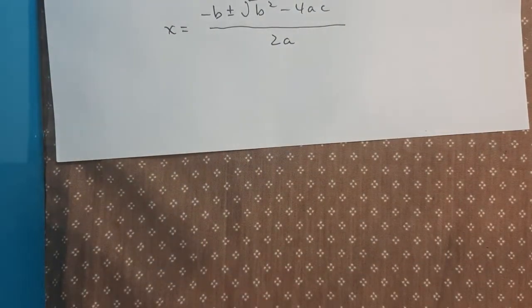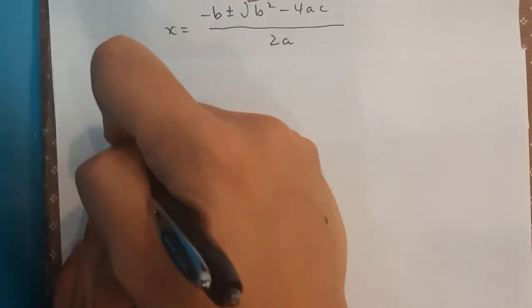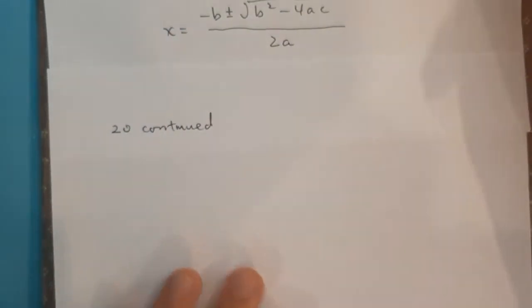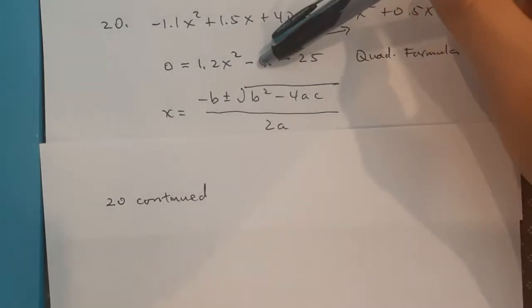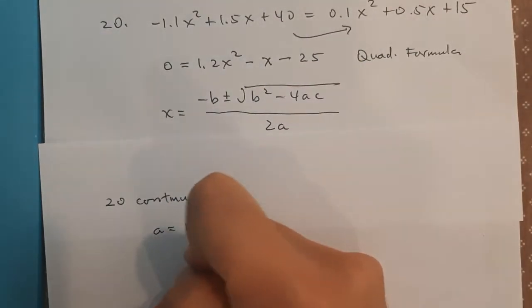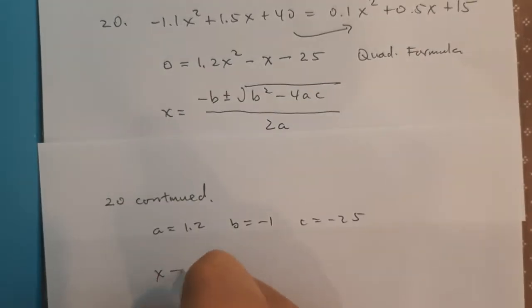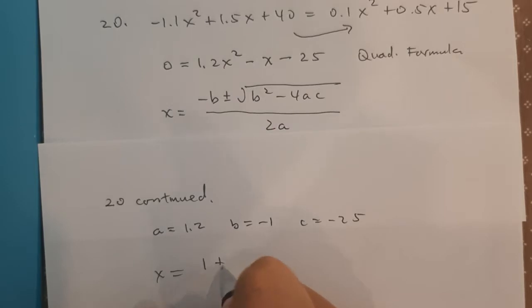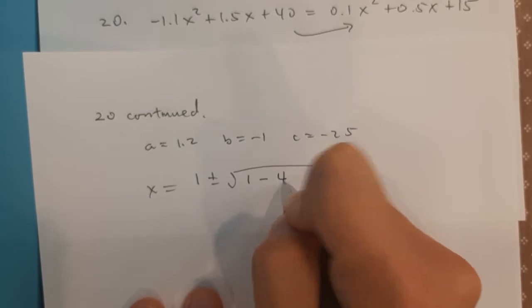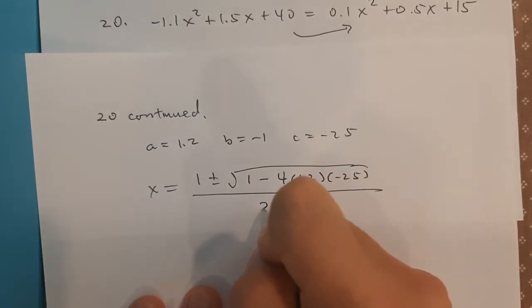So next step is we're going to plug in the values into the quadratic formula. So here we have b is -1, a is 1.2, c is -25. So we have x equals -b, so that's 1, plus or minus the square root of b squared, so that's 1, minus 4a, which is 1.2, c -25, over 2a.